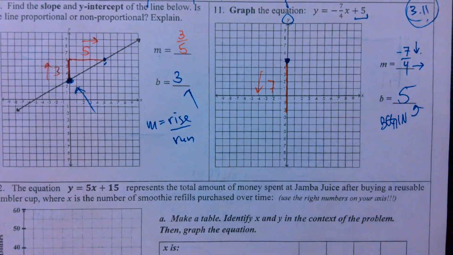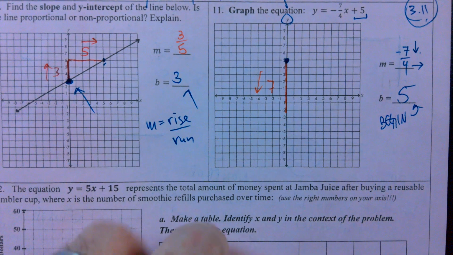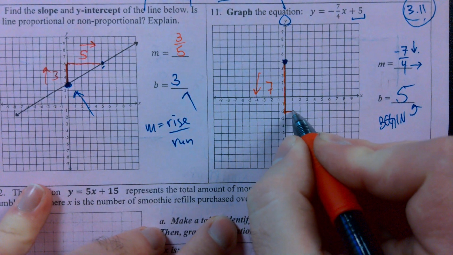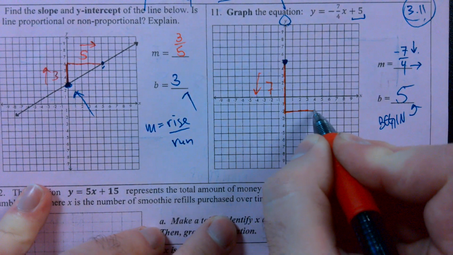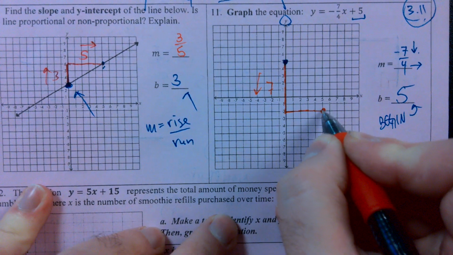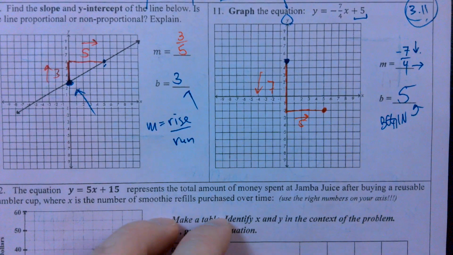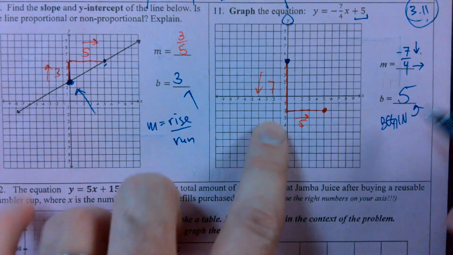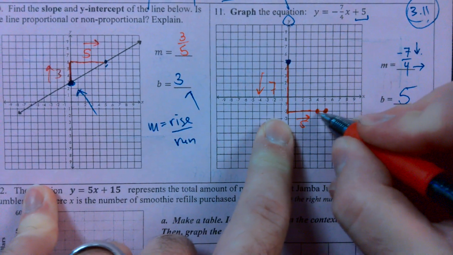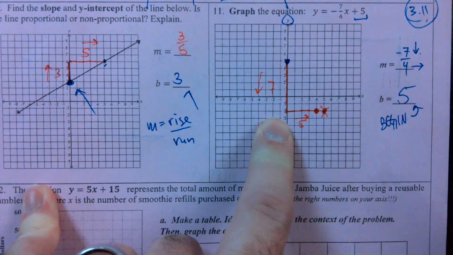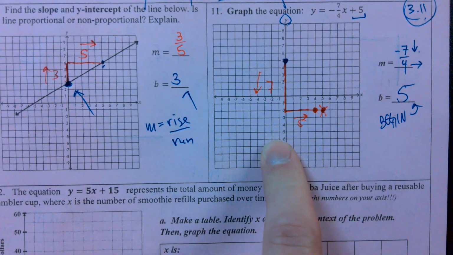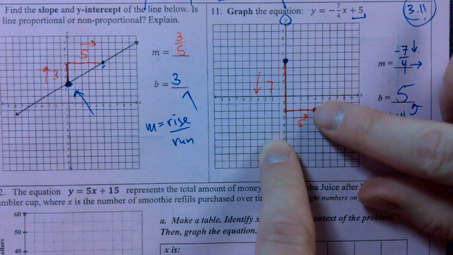How many spaces am I going to run? 4. In what direction? To the right. 1, 2, 3, 4, 5. I'm going to make my second dot right there. Oh, I'm sorry, I was looking at the wrong number. Thank you. 4 spaces. So ignore this little point right here.